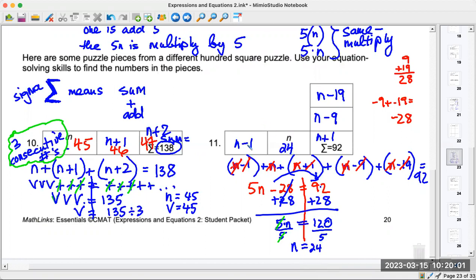Well, that was 24, what I had, right? Didn't I pick 24? That's weird. Doesn't have to be, guys. Don't know why I picked 24. So that's 24. This is n minus 1 is 23. n plus 1 is 25, n minus 9, 24 minus 9 is 15. 24 minus 19 is 5. You know what, guys? It does not have to be, notice how I picked this.